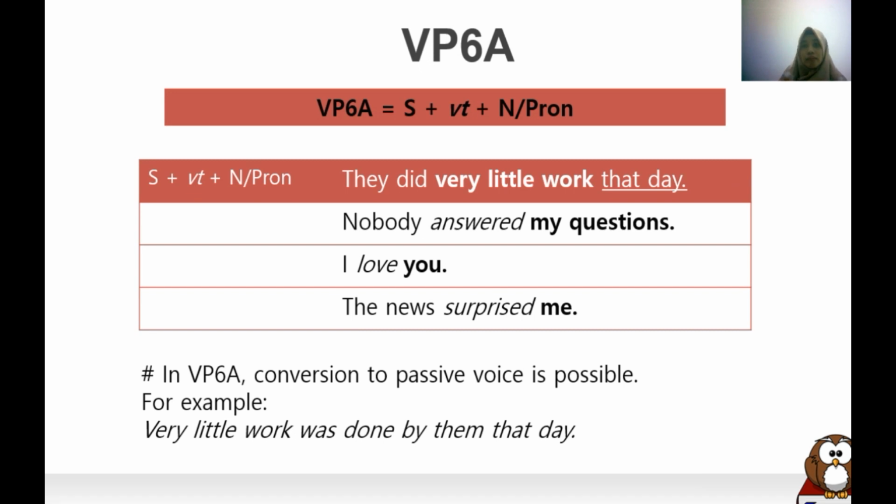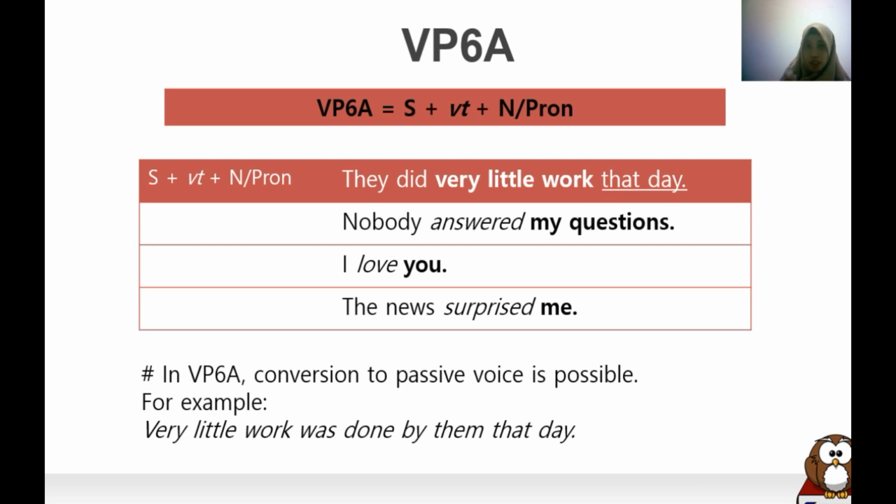Right. Next one, we will start from VP6A. This is the first sub-pattern of VP6. The formula is subject plus VT plus noun or pronoun. For example, they did very little work that day. They is the subject. Did here is the VT or verb transitive. It's from the infinitive do, functioning as the main verb. And then very little work is the noun. That day, the underlined word, is an adjunct of time, and it is optional, meaning that it's not an important part in this pattern.